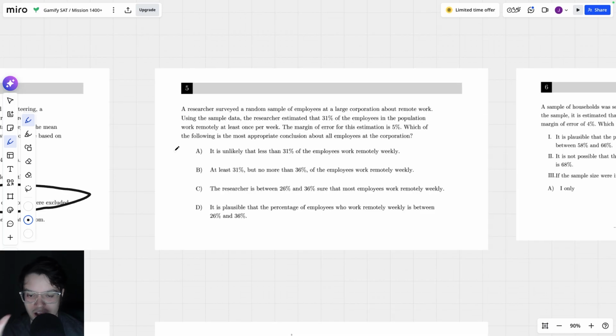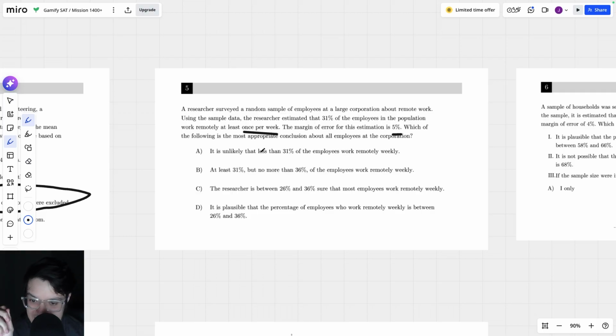Number 5. Try this out again and see what you get. They surveyed a random sample of employees at a large corporation about remote work. Using the data, the researcher estimated that 31% of the employees work remotely at least once per week. The margin of error is 5%. Which is the most appropriate conclusion about the employees at the corporation?